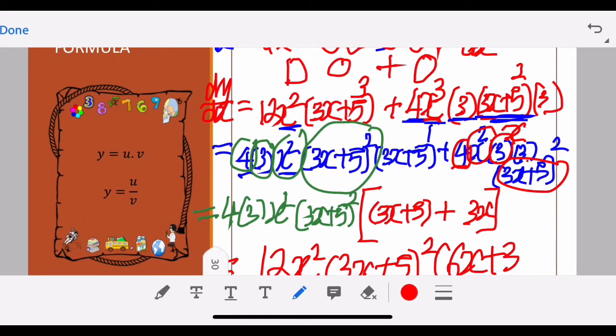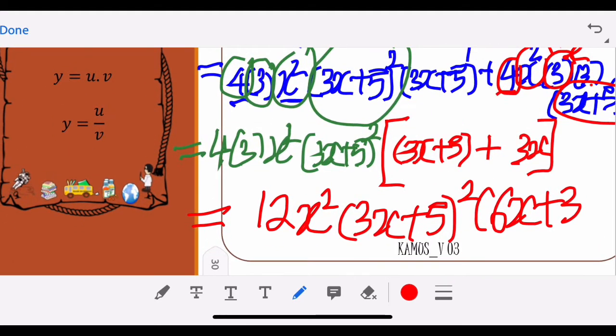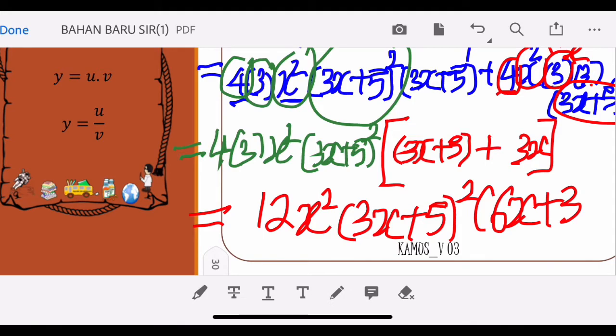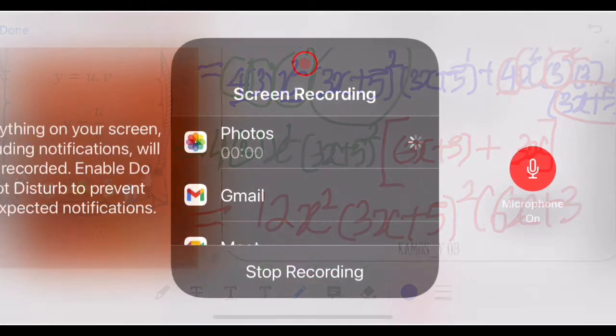So this is the final answer that I worked out carefully. I hope there is no mistake.